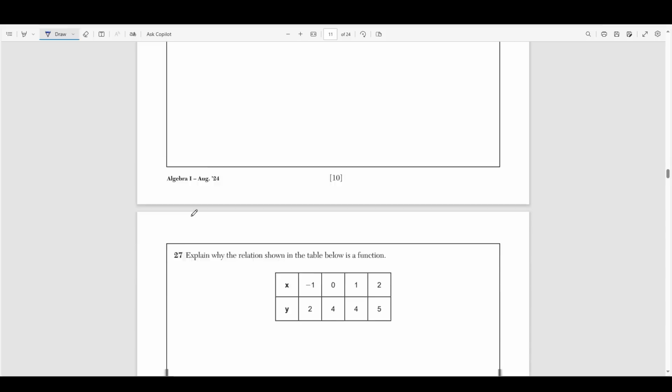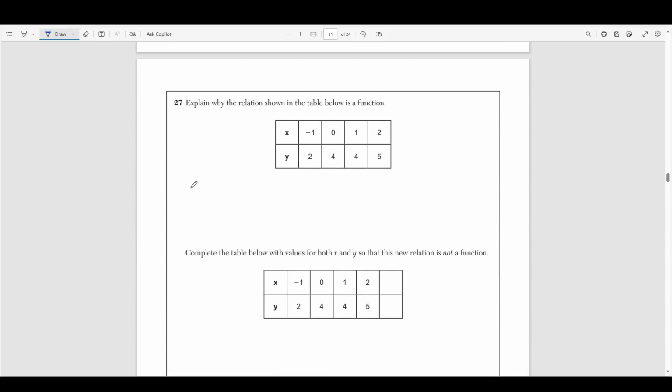So number 27 asks us to explain why the relation shown in the table below is a function. And whenever we're talking about a function, we're looking for a graph or a table where every x input has one and only one y output. What I mean by this is every value of x needs to turn into only one value of y.